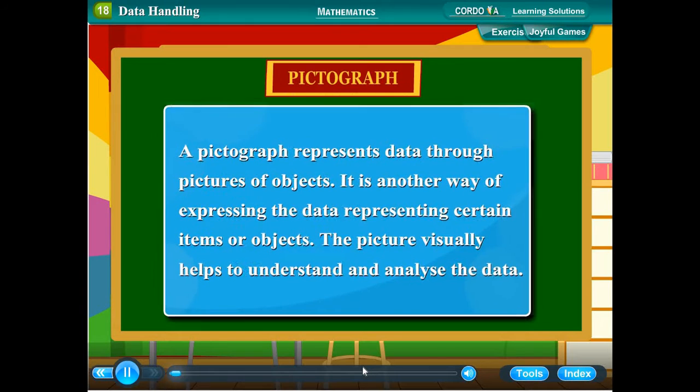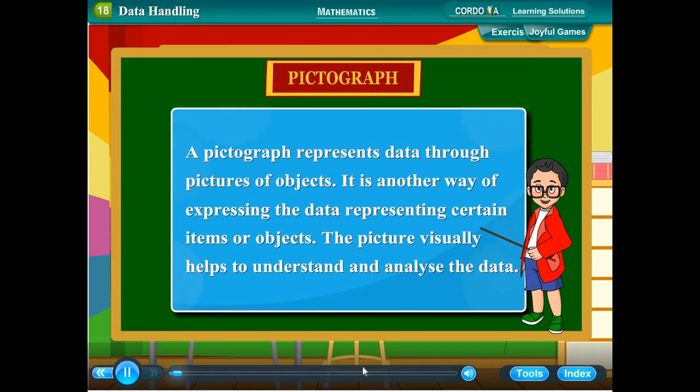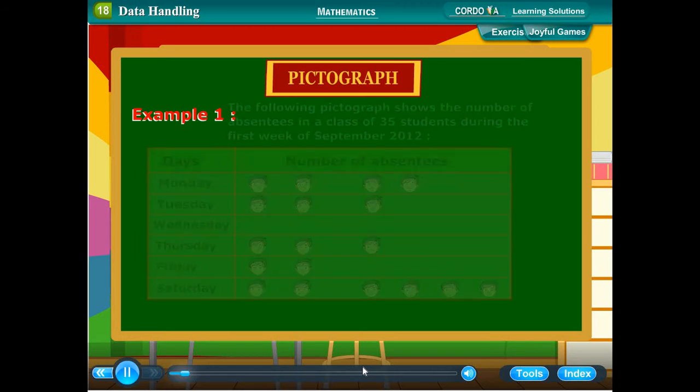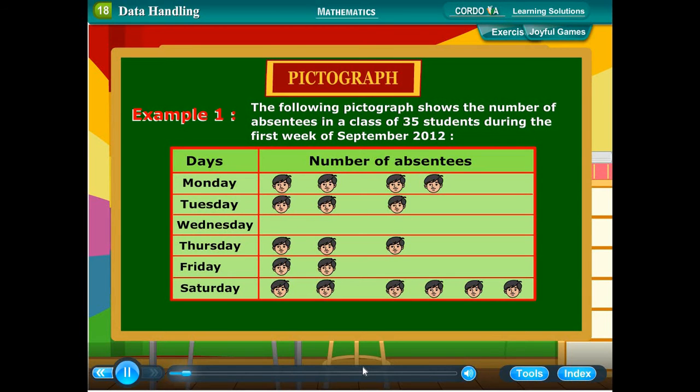Pictograph. A pictograph represents data through pictures of objects. It is another way of expressing the data representing certain items or objects. The picture visually helps to understand and analyze the data. Example 1. The following pictograph shows the number of absentees in a class of 35 students during the first week of September 2012. Days, number of absentees: Monday, Tuesday, Wednesday, Thursday, Friday, Saturday. One picture is equal to 1 absentee.